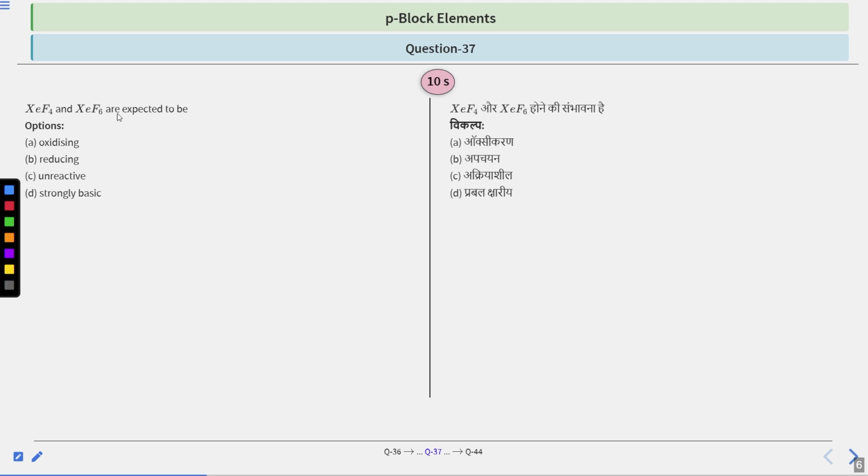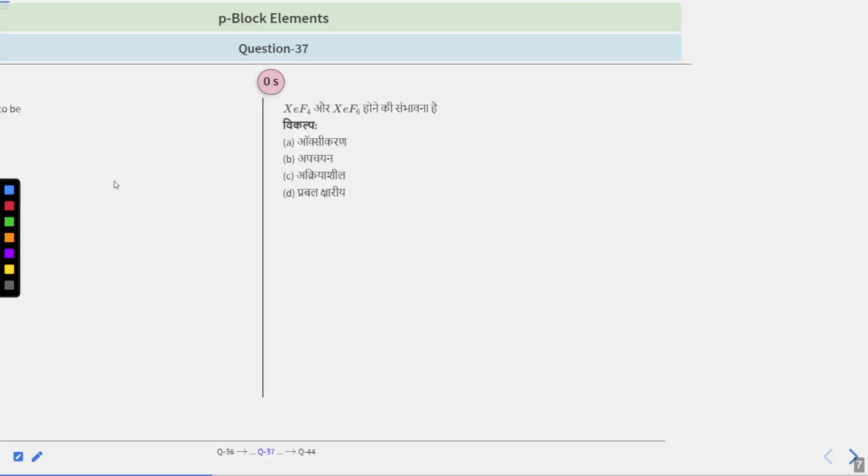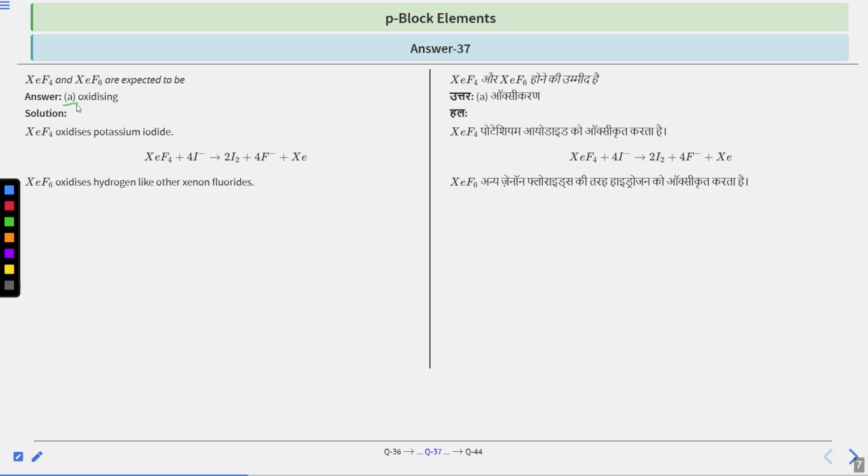XeF4 and XeF6 are expected to be. Options are oxidizing, reducing, unreactive, or strongly basic. You have 10 seconds to solve this question. After that, we will see the answer. Okay, let's see. The correct answer is oxidizing.